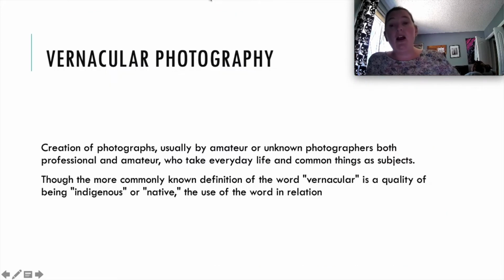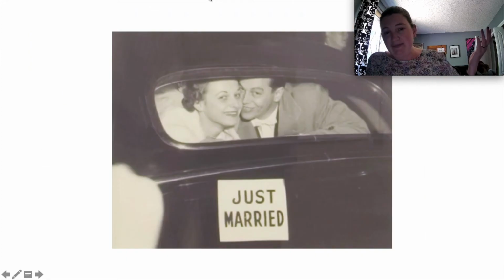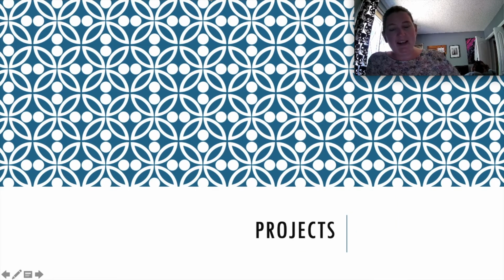Again, more lomography. Vernacular photography is probably what you are most familiar with, and it's probably what you take the most of. Vernacular photography is you just taking pictures of your everyday life. That's all it is. To be in the vernacular means to be every day. So you taking selfies up on the Ferris wheel, or just taking a picture of your food, is all vernacular photography, because that's you in your everyday life taking photos. So, running down the street with your dog in the rain, just married, of course, is what they are.